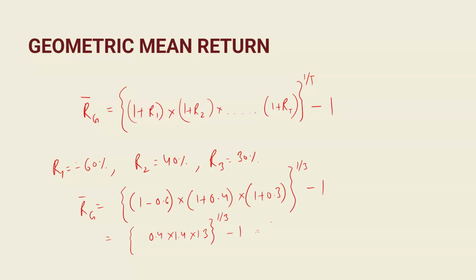Check once again. 0.4 times, chalo, let's do it step by step. Tell me, what is 0.4 times 1.4 times 1.3? Okay, now you're getting negative 0.1004. Okay, is everyone getting the same result? Check, because this number seems to be less than 1, right? So 0.4 times 1.4 times 1.3 is how much? And then take the cube root of that.